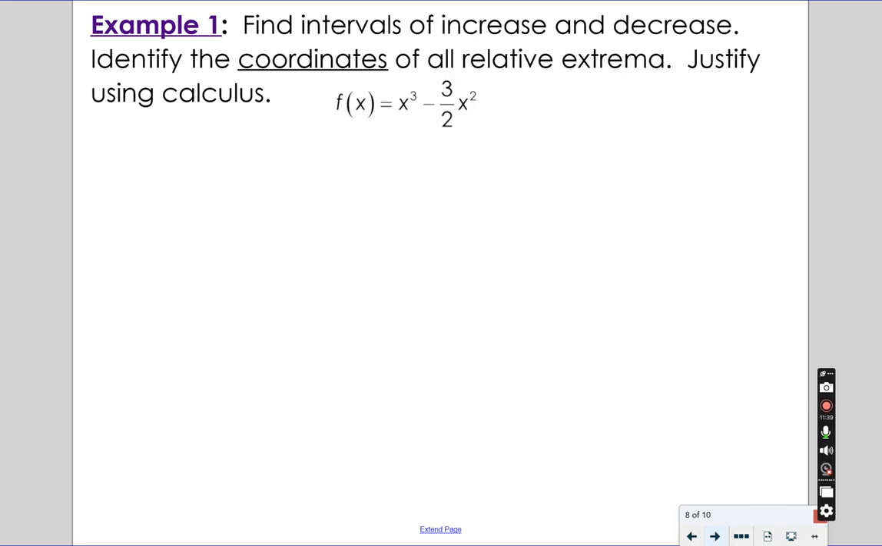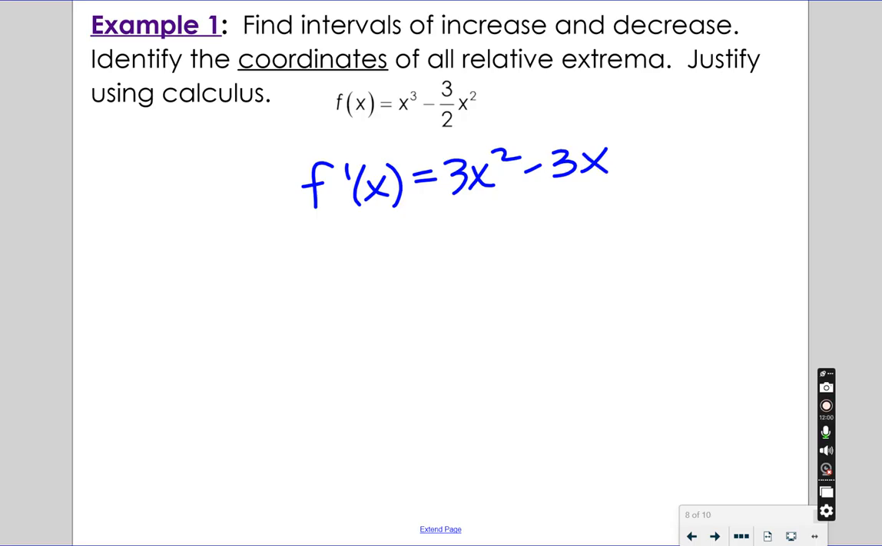All right, we got 2 problems we're going to do. Find intervals of increase and decrease. Identify the coordinates of all relative extrema. Justify using calculus. We're going to find our derivative first. F prime of x equals 3x squared minus 3x.